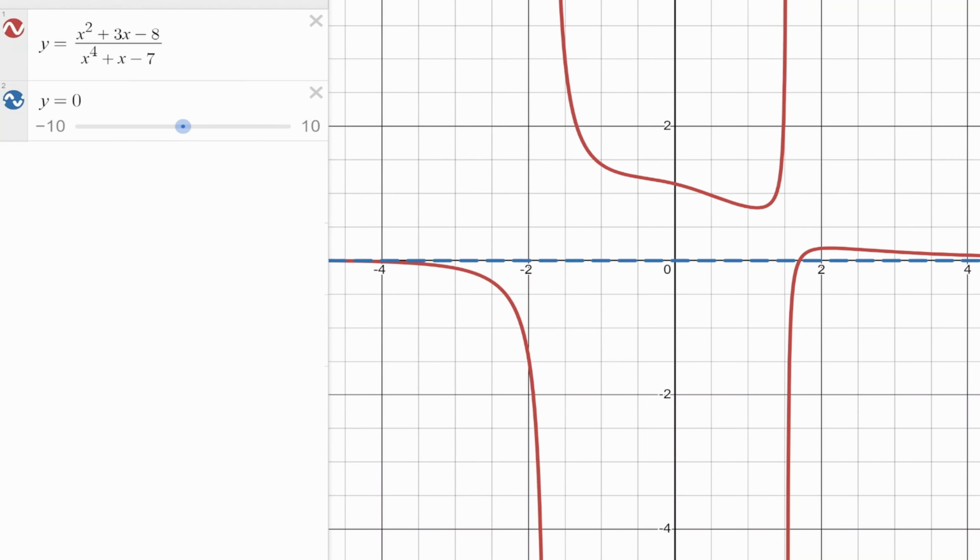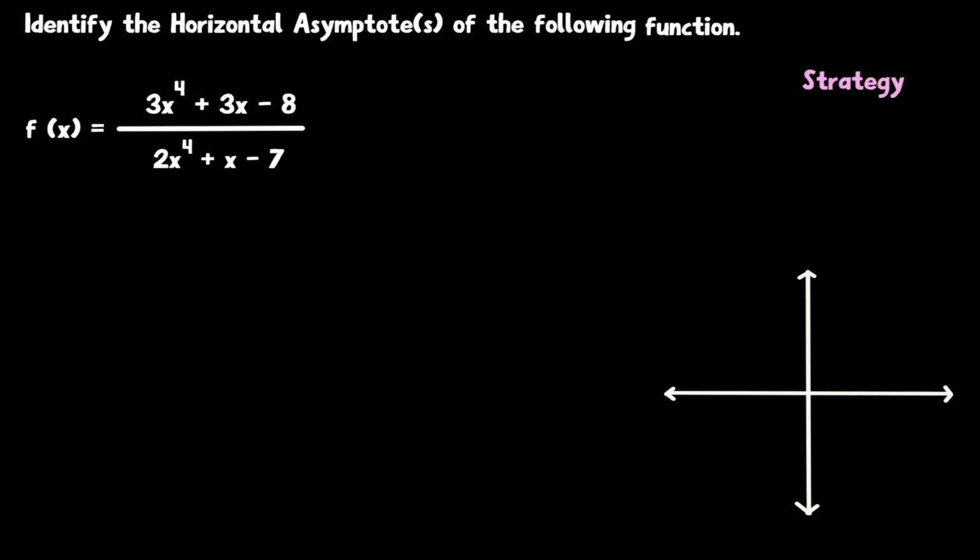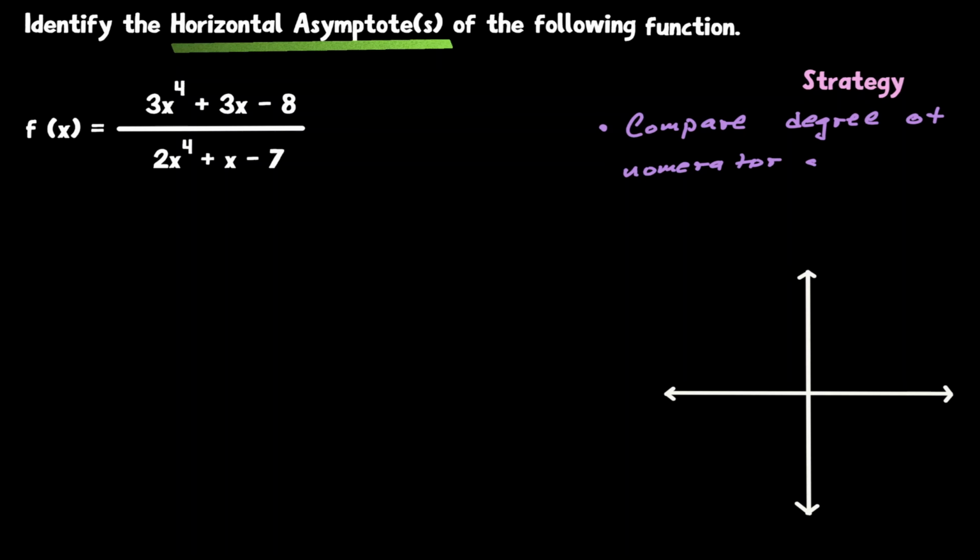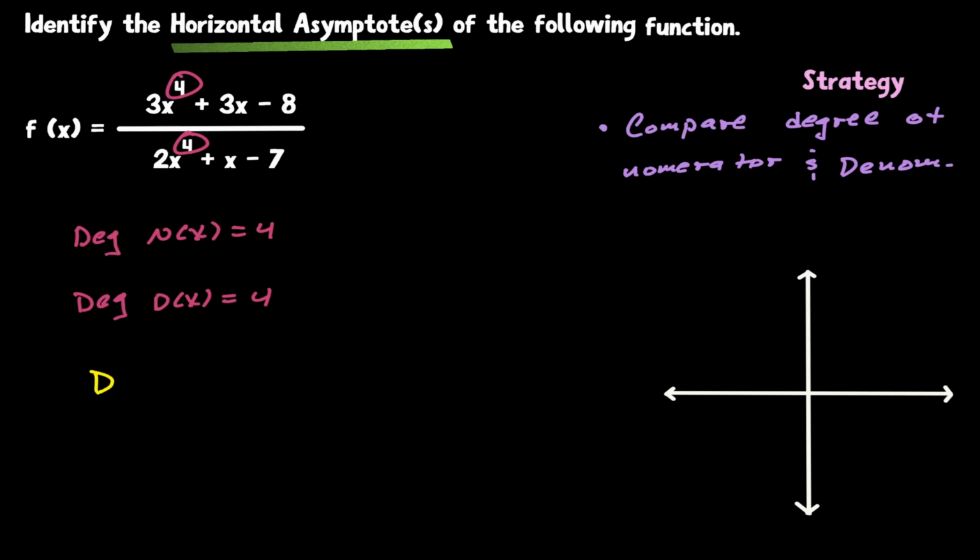Now let's take a look at another example. So we have the same objective. Let's try to identify horizontal asymptotes. We will have the same strategy. Let's compare the degree of the numerator and denominator. But within this rational function, the numerator has a degree of 4. And the denominator also has a degree of 4. Well, in this specific scenario, the degree of the numerator is the same as the degree of the denominator.